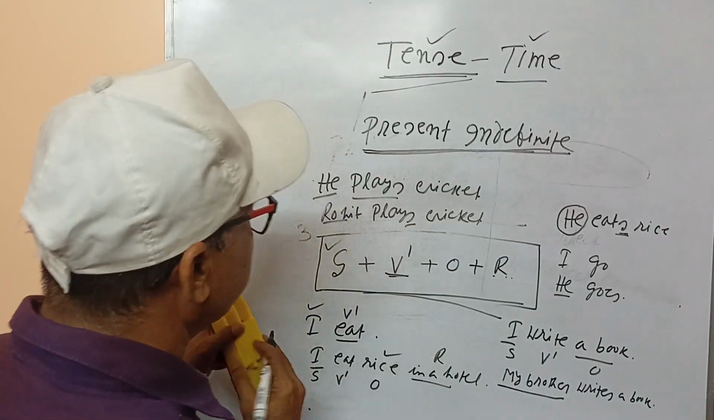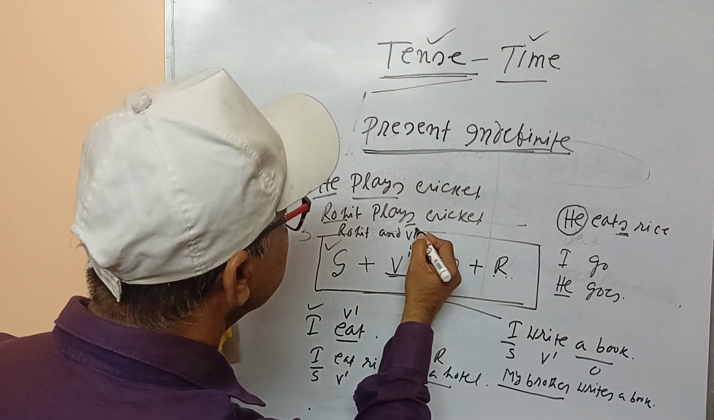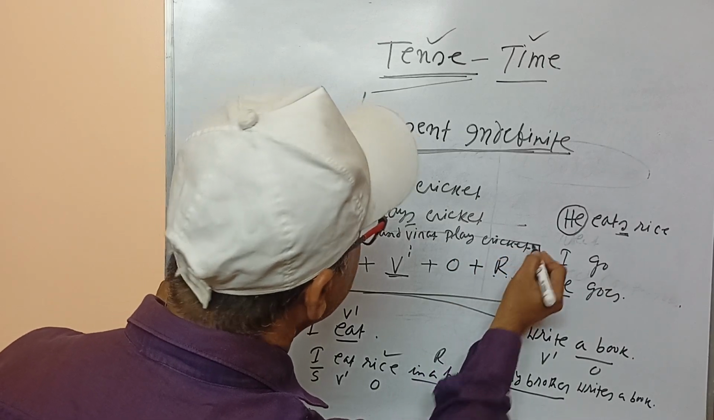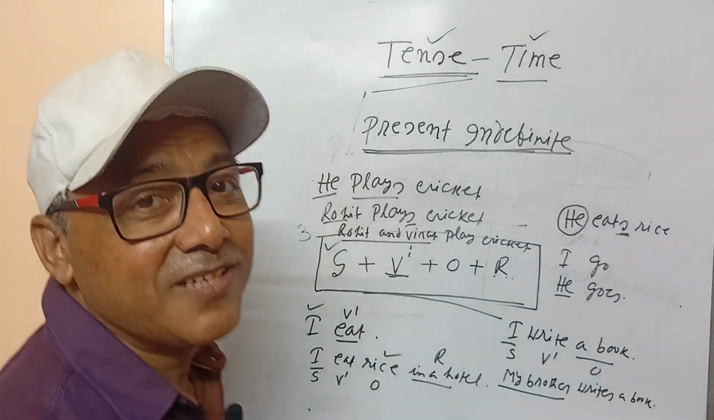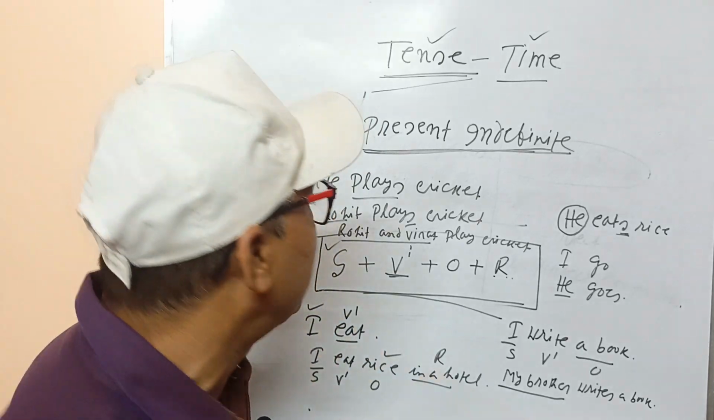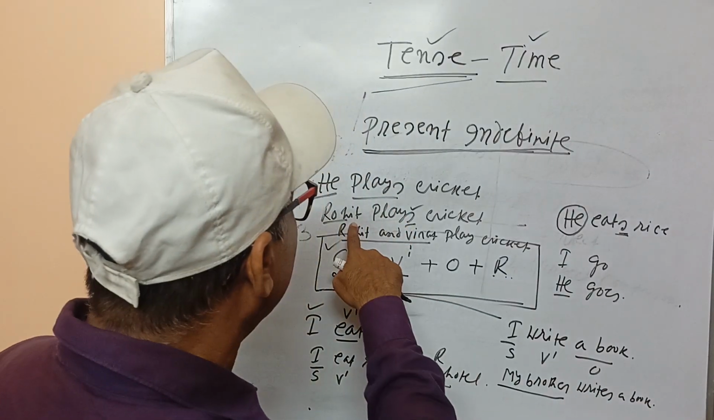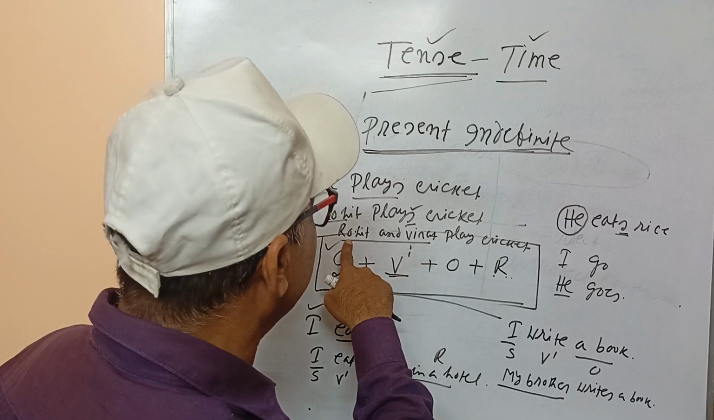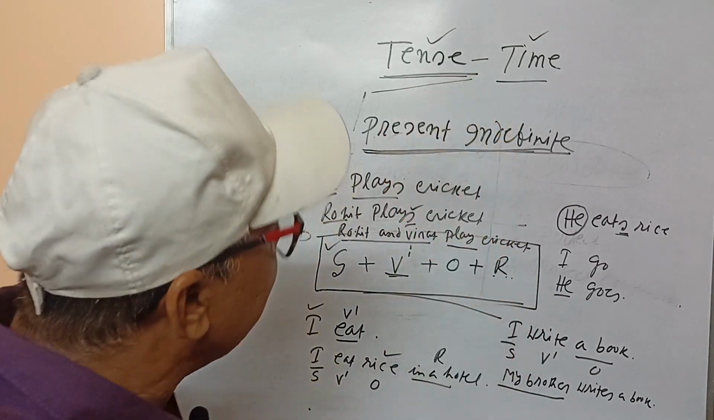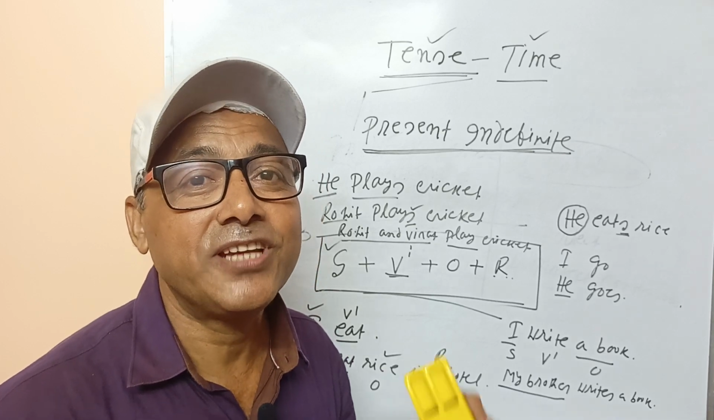That's why plays. But if I say Rohit and Virat, then play cricket. Why? Because Rohit and Virat, third person, but plural number. So only in case of third person singular number, we add s or es at the end of the verb. That's why Rohit plays cricket, but Rohit and Virat, third person plural number, so play cricket. Clear? So these are the examples of simple present or present indefinite tense.